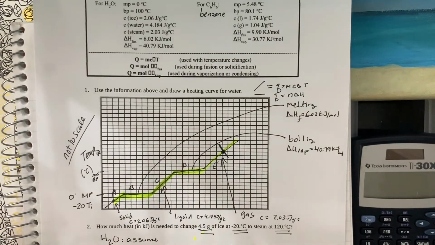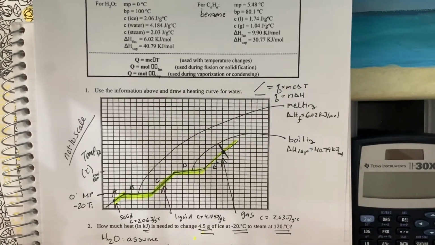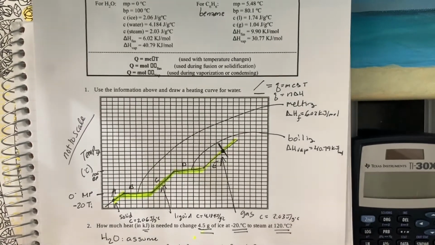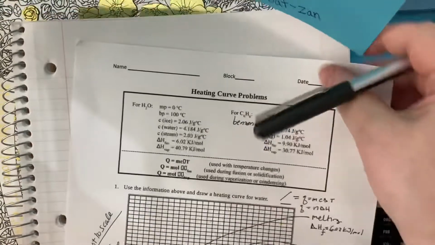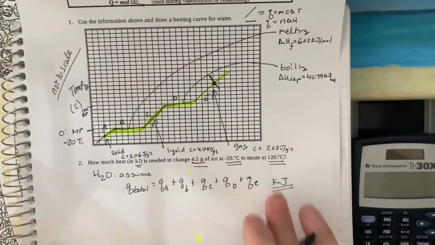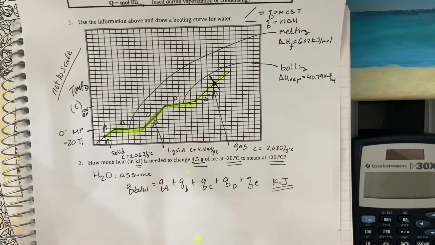And what did they want it in? In kilojoules. So make sure that when you are done with your conversions, that you are writing everything in kilojoules today. All right, Q of A.